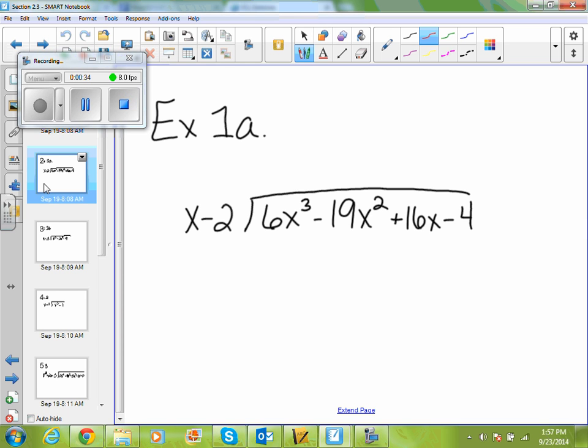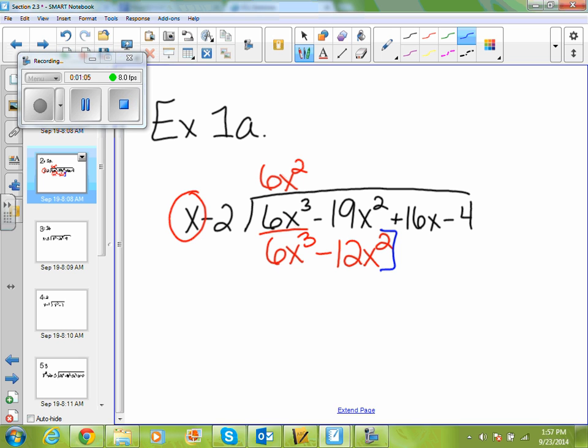So we're always looking at our first term, so we try to figure out how many times x will go into 6x cubed. If we divide x into 6x cubed, we end up with 6x squared. And so we're going to take this x minus 2 times 6x squared. So x times 6x squared gives me 6x cubed, and 2 times 6x squared gives me minus 12x squared.